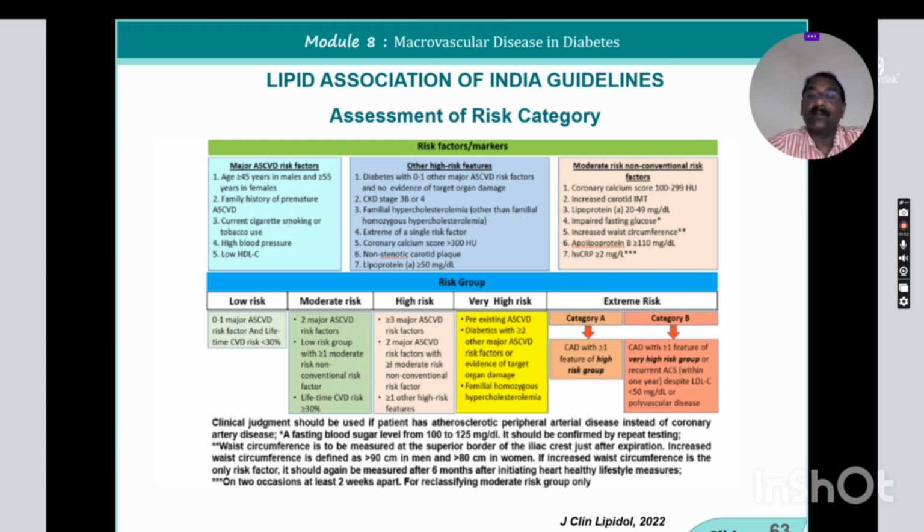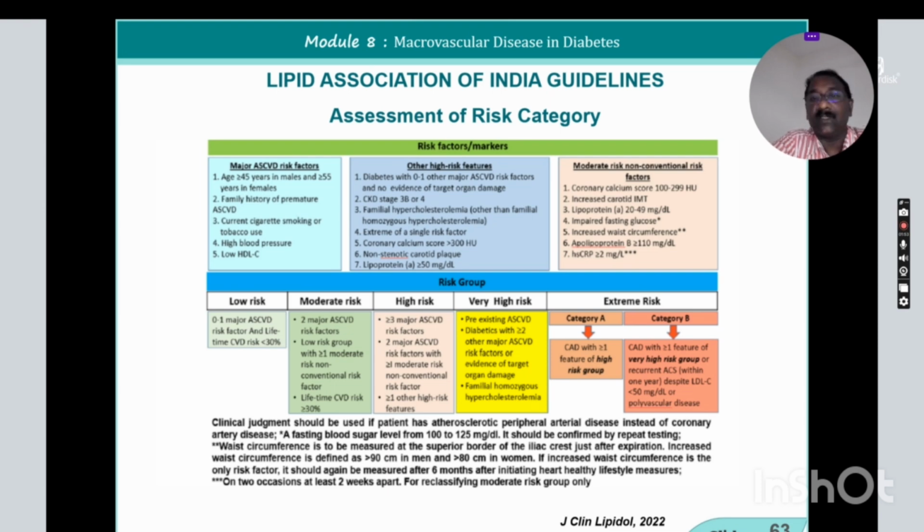And the very high risk: pre-existing atherosclerotic cardiovascular disease, diabetes. So see the presence of diabetes. The presence of diabetes itself makes a very high risk individual. So all our diabetic individuals, with dyslipidemia or without dyslipidemia, are very high risk individuals. So you please concentrate on that group. So with diabetes, we are dealing with very high risk individuals.